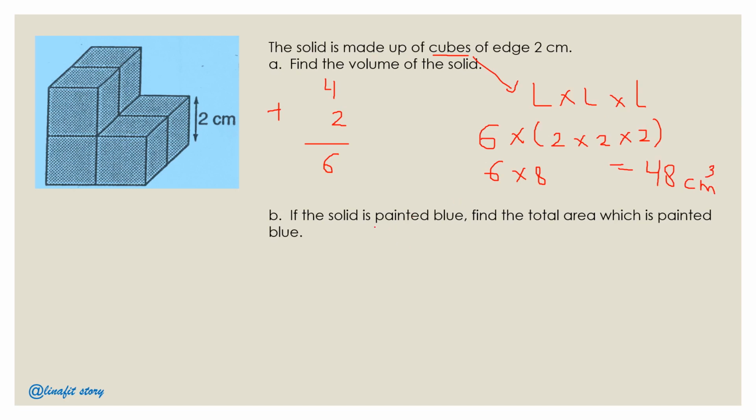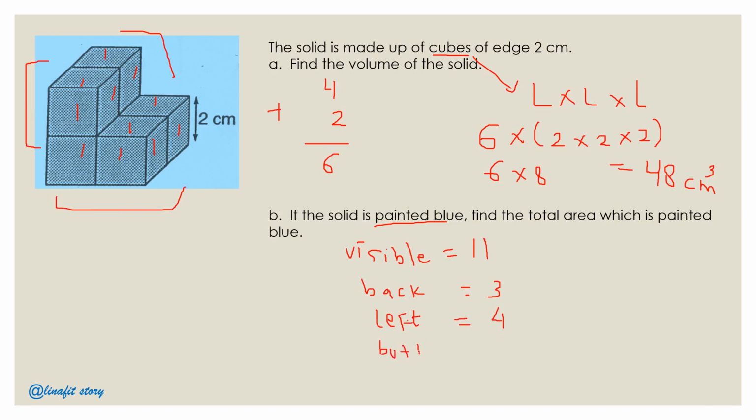Next, if the solid is painted blue, we should find the number of faces painted blue. We'll check the visible faces: 1, 2, 3, 4, 5, 6, 7, 8, 9, 10, 11. How about the invisible faces? The back side: there are 3 invisible faces. The left side: there are 4 invisible faces. And the bottom: there are 4 invisible faces. So in total, 11 plus 3 plus 4 plus 4, there are 22 faces.